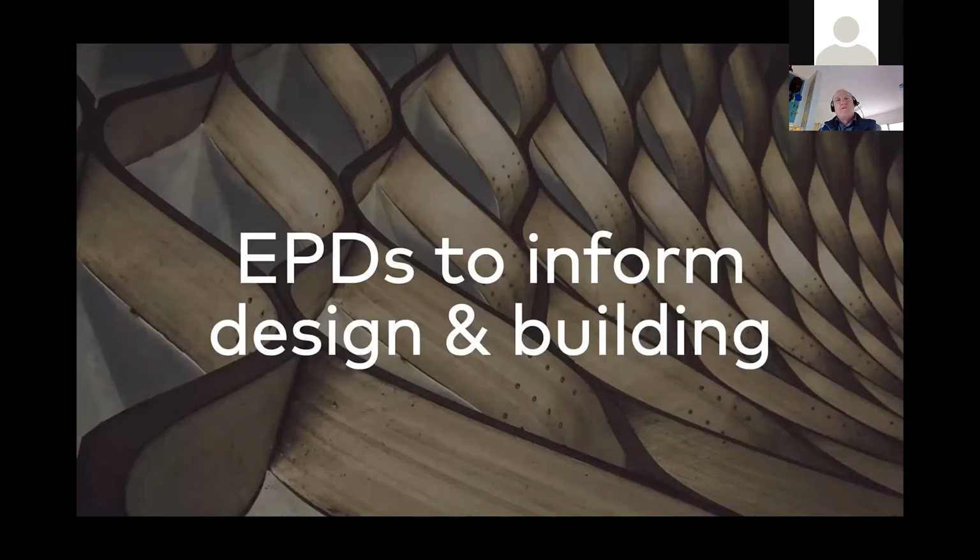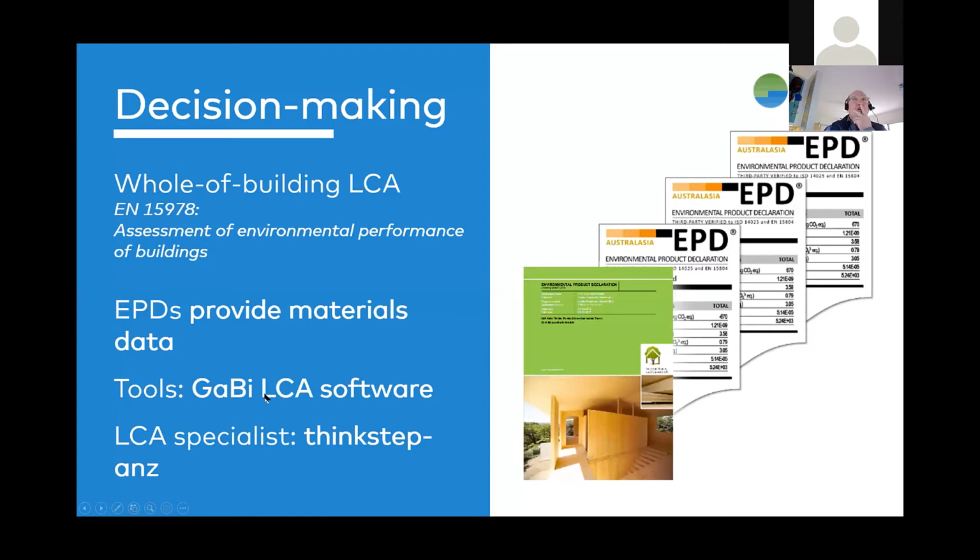But a better way, as I was just describing before, is to use EPDs to inform your design and building in a whole of building context. So you're using all those EPDs for the different products. There is another European standard, EN 15978, which codifies how that gets done. And the EPDs that comply with EN 15804 feed directly into that process for that whole of building life cycle assessment. So you use software like we provide, called GaBi LCA software.